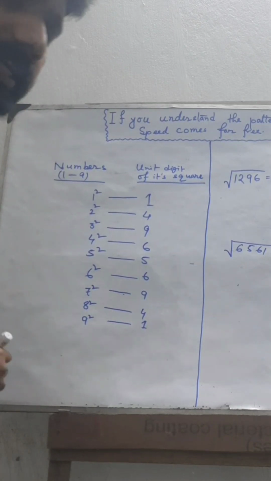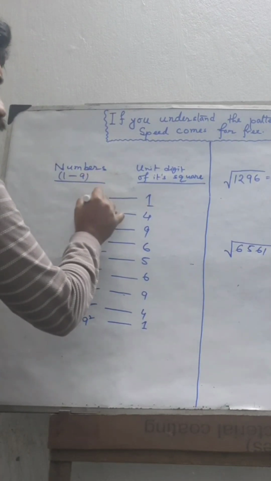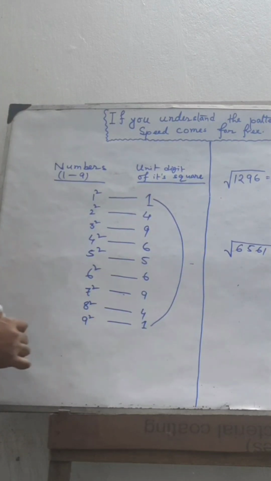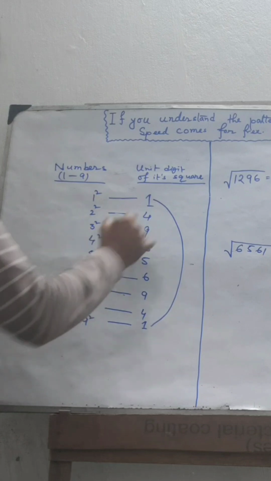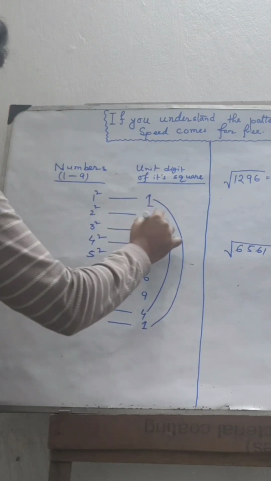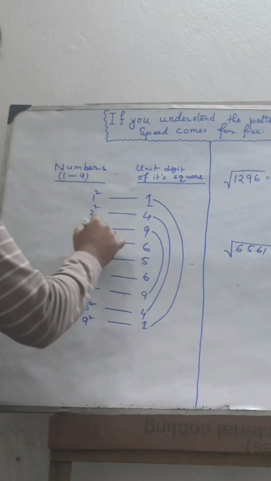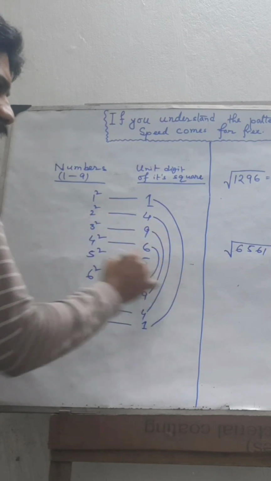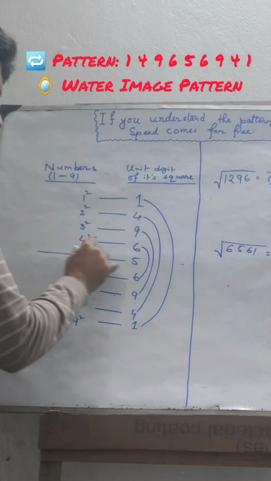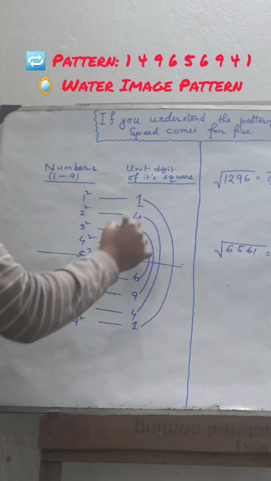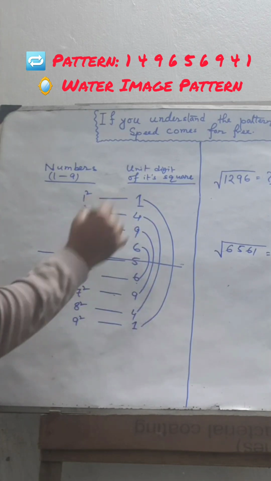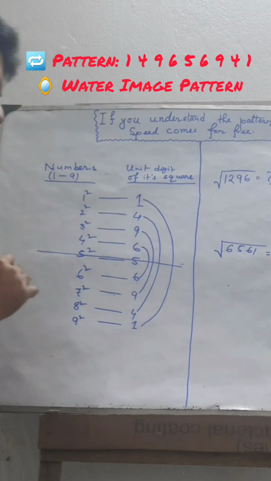If you observe this table carefully, you can see 1 square and 9 square both have the same unit digit. 2 square and 8 square both have the same unit digit. 3 square and 7 square both have the same unit digit. 4 square and 6 square both have the same unit digit. And 5 square has unit digit 5. So it's like a mirror image: 1, 4, 9, 6, 5, 6, 9, 4, 1.